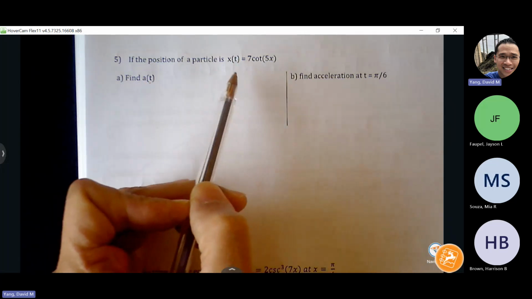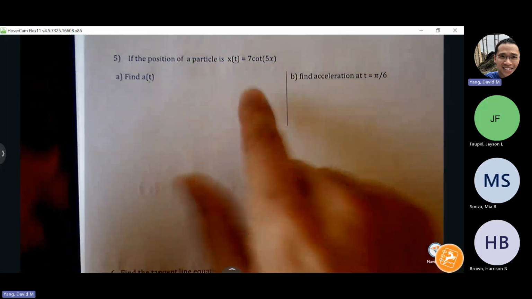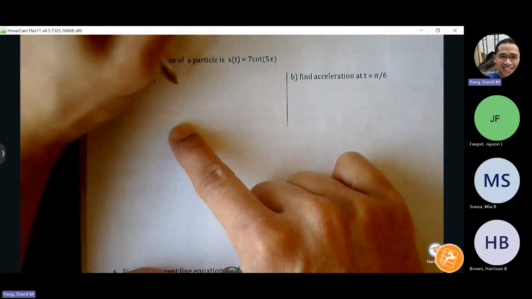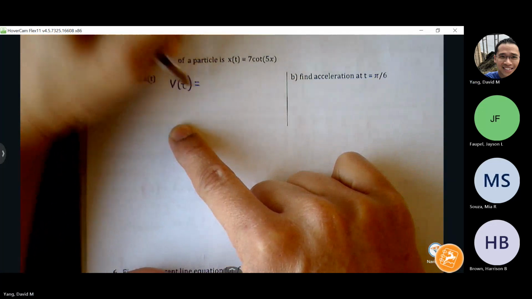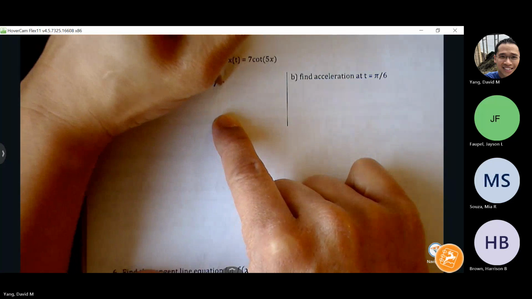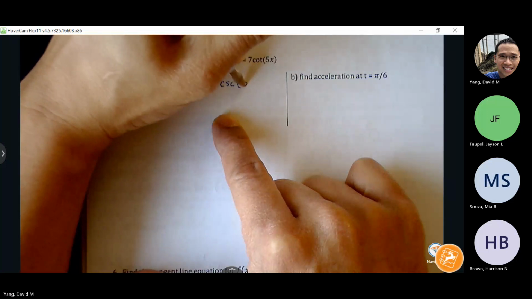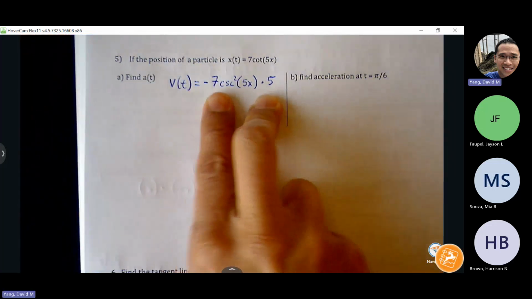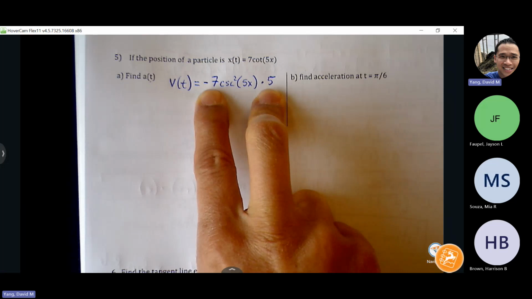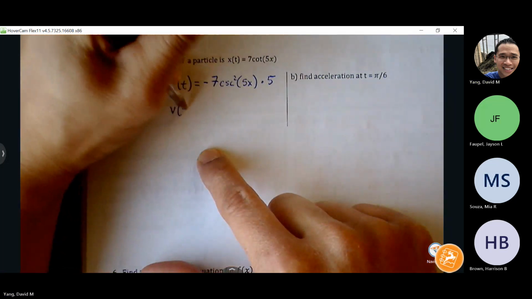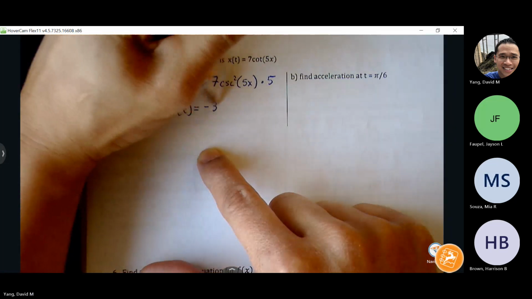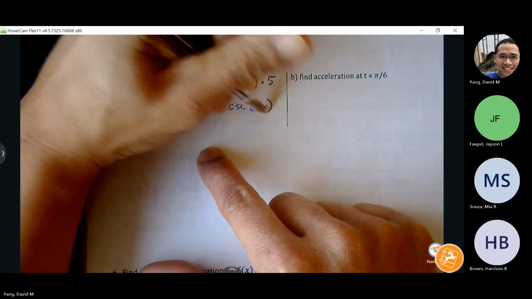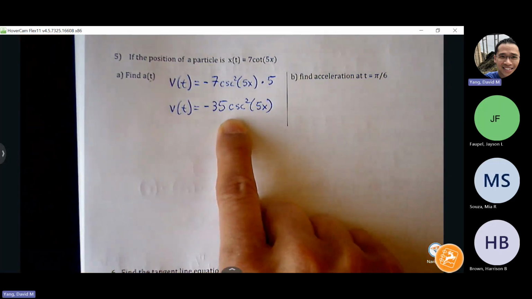We have to get down to velocity first, and from velocity, we can get down to acceleration. So cotangent u becomes negative cosecant squared u times u prime. It's our velocity function. Do some cleanup here. We can merge the 7 and 5 together. Okay, so we're halfway there.